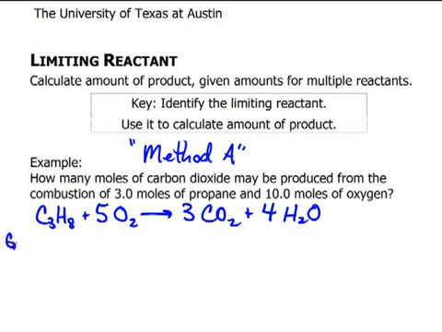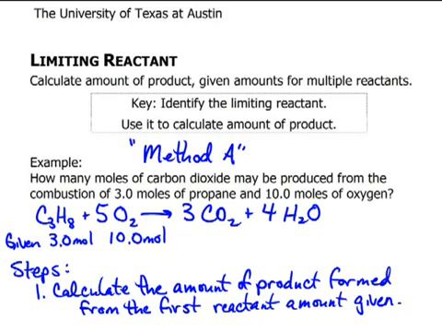Now we can look at what we're given. We're given 3 moles of the propane and 10 moles of the oxygen. So we're given amounts of 2 different substances on the reactant side of the equation. That lets us know, ding ding, this is a limiting reactant problem. Now we have to decide what is the limiting reactant. Method A covers one way of doing that.